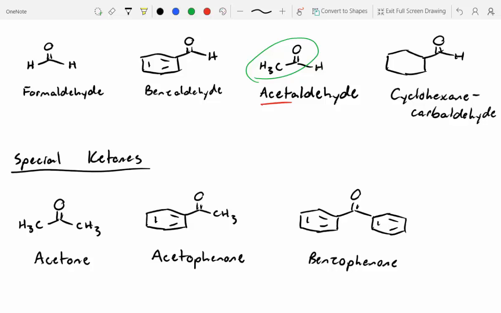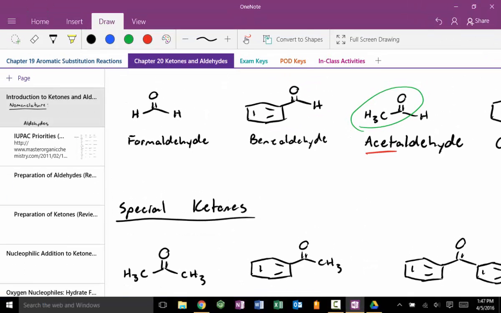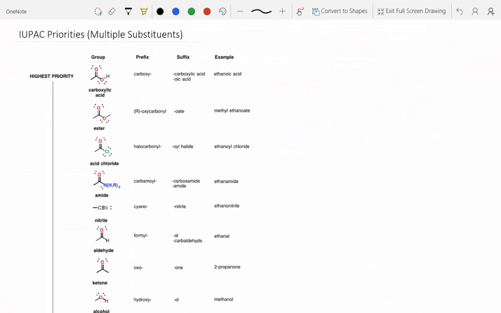I had a few people asking me about priorities where they're like, well, what if we have an aldehyde and an alcohol, or an aldehyde and an alkene? Which one takes priority? And that's a really good question. So I ended up finding this list of priorities from Master Organic Chemistry, which is online. And it ranks things in terms of most important priority to least important priority. The most important priorities are typically going to be your carbonyl CO double bonds.